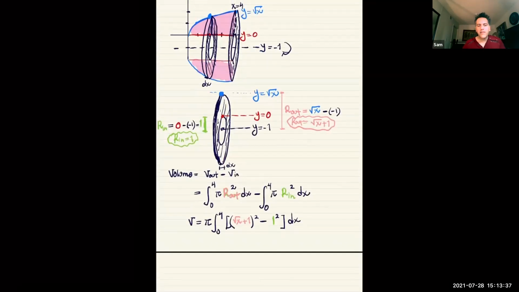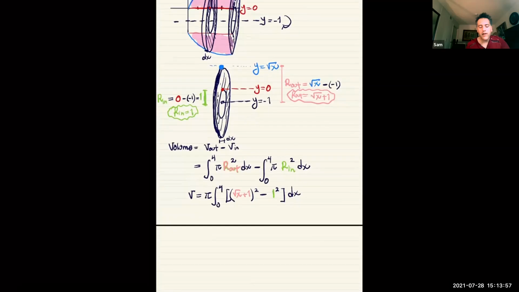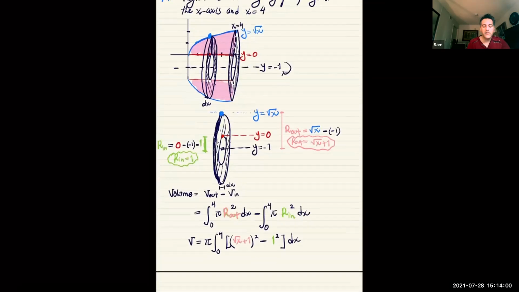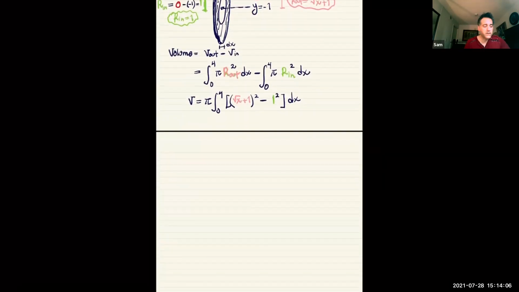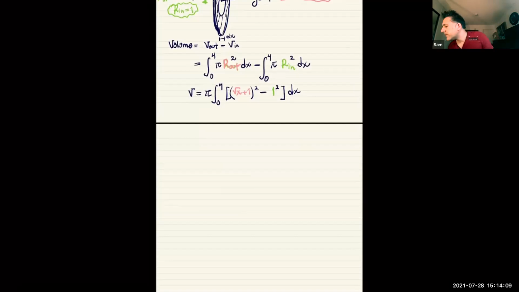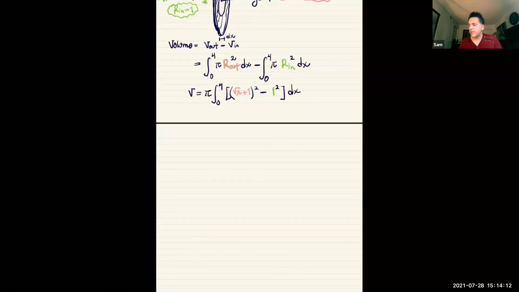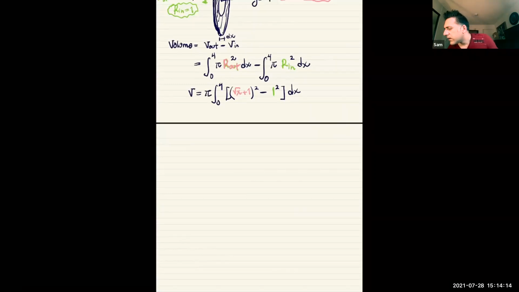I hope this makes sense. And you can easily find this integral. It's not that bad, but our main concern here is the setup of the integral. Okay? And the hardest part is really identifying the outer radius and the inner radius. And you subtract them. Square them, subtract them. That gives you the volume of the solid without that hole. Okay? Questions on this? Any questions?